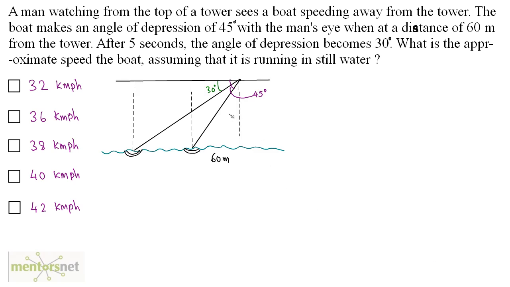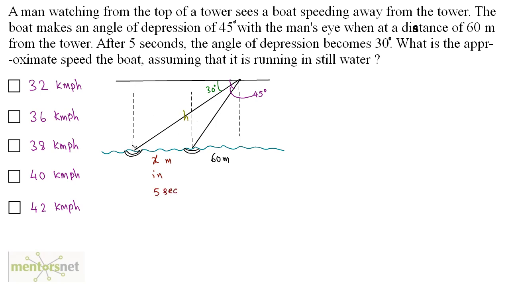Okay, I have tried to depict this situation in a pictorial form. So when the angle of depression is 45 degrees, the boat is at a distance of 60 meters. So this is 60 meters. Now after 5 seconds, the angle of depression becomes 30 degrees. So this is the angle of depression. Let us say this boat travels x meters in 5 seconds.